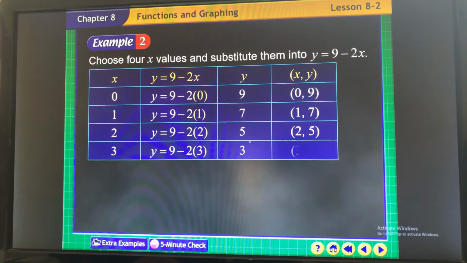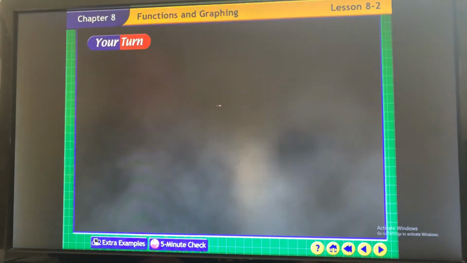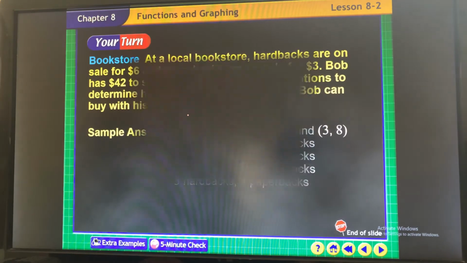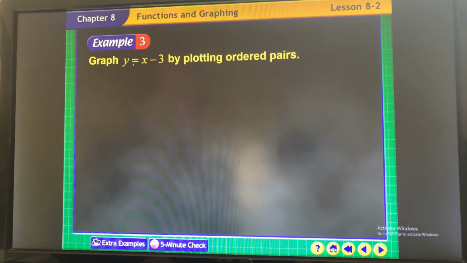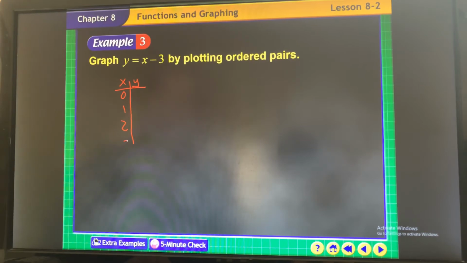And then they're showing you the long way of doing it. And then we do the same thing for that one. Okay, so now we're going to learn to graph it. Well, in order to graph it, I have to have my ordered pairs. So let's get our x and y on. Let's go 0, 1, 2, 3.